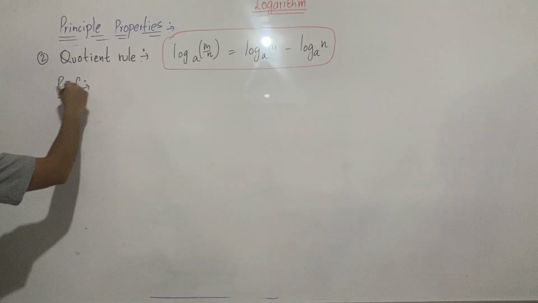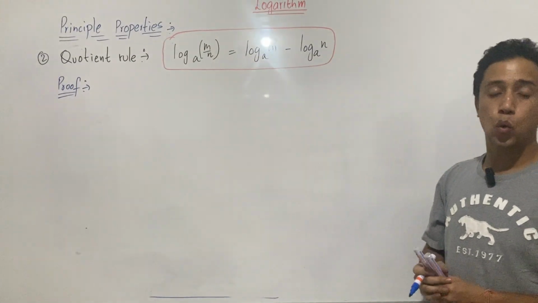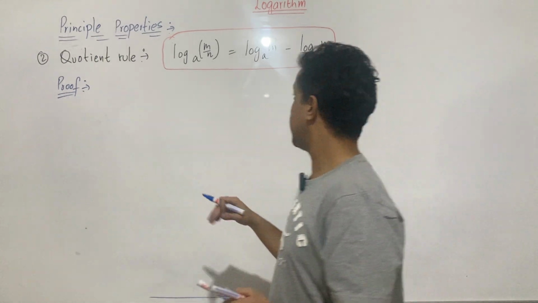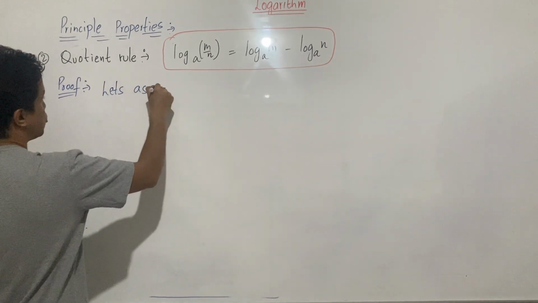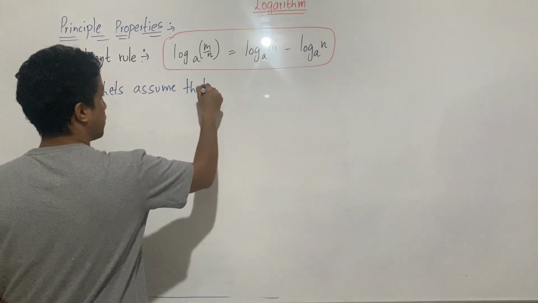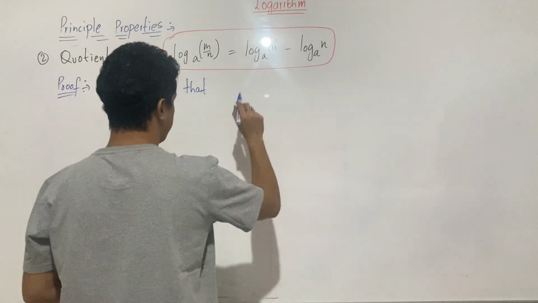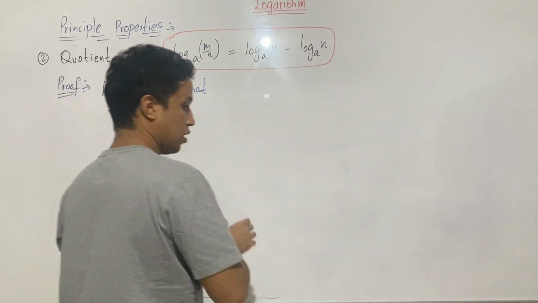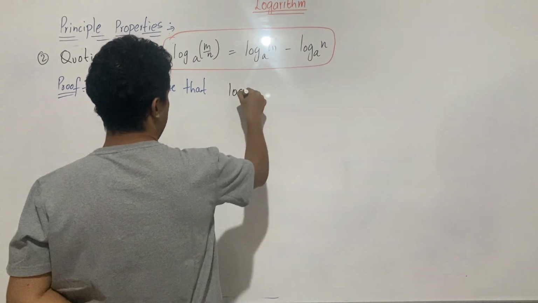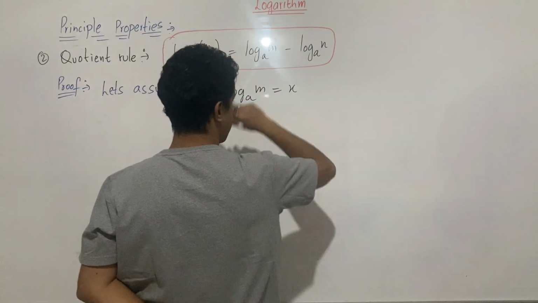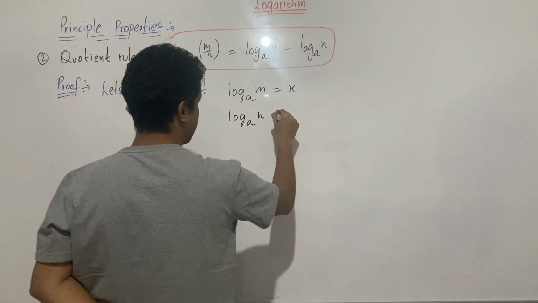Proof is quite easy. Why? Because we're going to make the same assumptions here that we did in the previous property. Let's assume that log m to the base a equals x, right? And log n to the base a equals y.